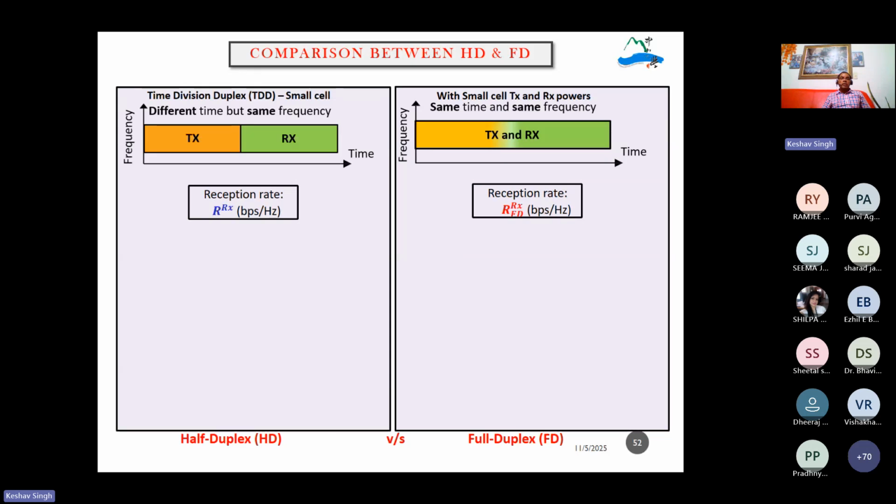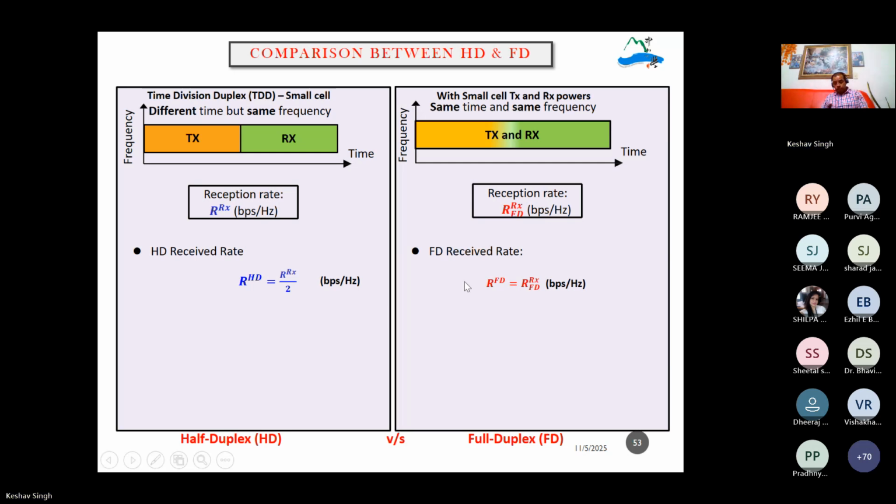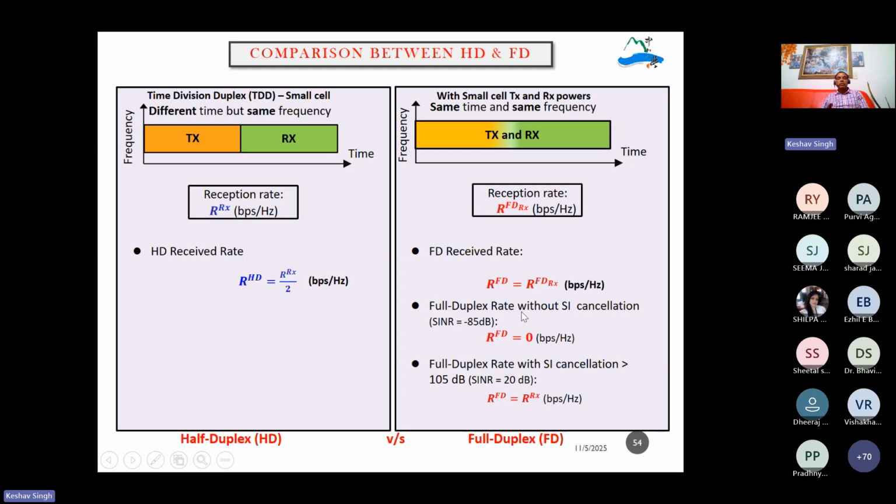Let's compare the half duplex and full duplex in terms of rate. So here, half duplex, because it requires 2 time slots, the rate will be R_RX by 2. And here full duplex is just a single time slot, so it will be without the division by 2. Now, this is R_RX full duplex. So here, without SI cancellation, the rate will be 0. With full SI cancellation, the rate will be this much.